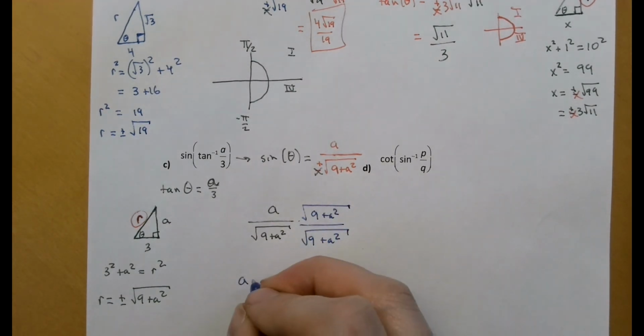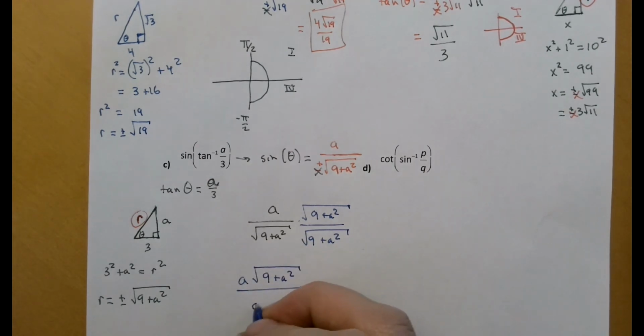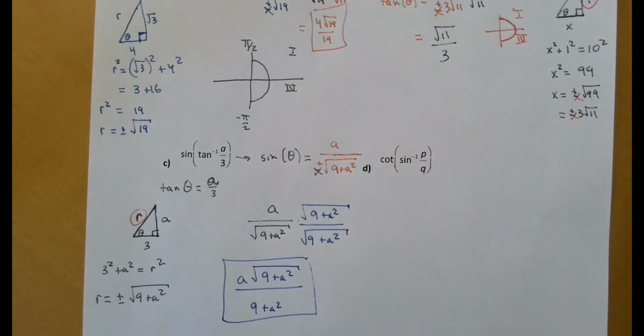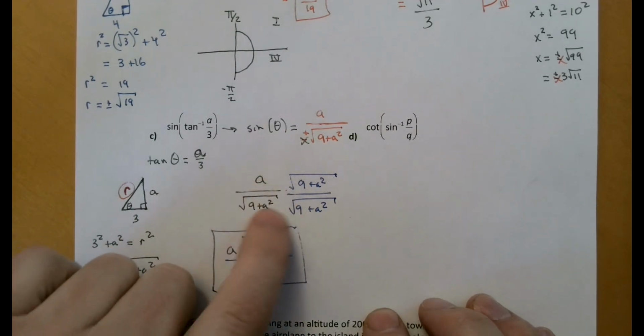And we get the square root of 9 plus a squared, all over 9 plus a squared. That is what my math lab is going to work with. If you were in my class and taking this exam, I would be perfectly happy with that answer.